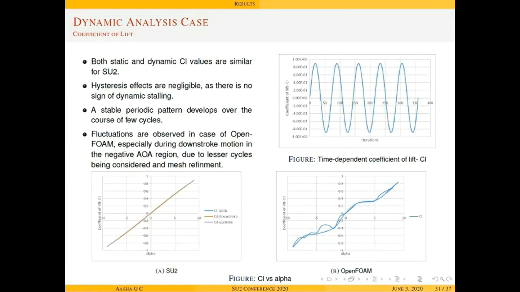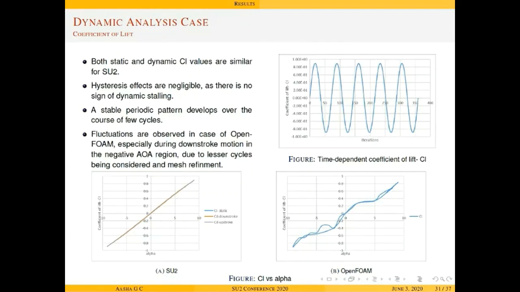In comparison, the OpenFOAM curve for lift coefficient is seen to have fluctuations. The possible reasons for these fluctuations are discussed in the later slides. However, in the case of OpenFOAM, the minimum and maximum values of lift coefficient, which are observed for -9 and +9 angles respectively, are in good agreement with the values from SU2. No sign of dynamic stall is observed in either case, for SU2 or OpenFOAM.